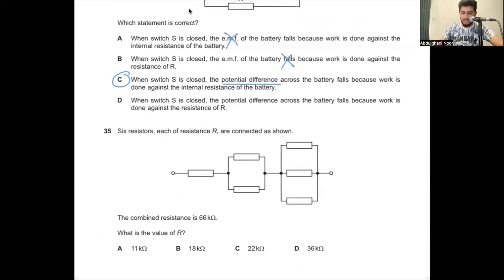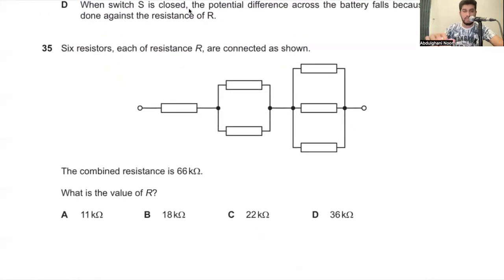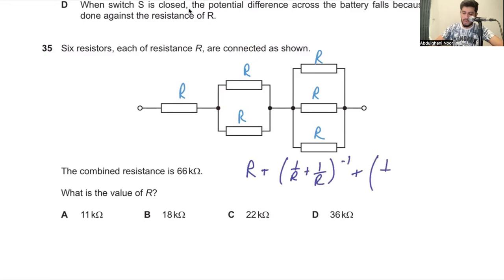Question 35 says, 6 resistors, each of resistance R, are connected as shown. The combined resistance is 66 kilo ohms. So this is R, R. They all have a resistance R. What is the value of R? So R plus, because these two are in parallel, this will be 1 upon R plus 1 upon R inverse, plus 1 upon R plus 1 upon R plus 1 upon R inverse, and that combined resistance is 66.